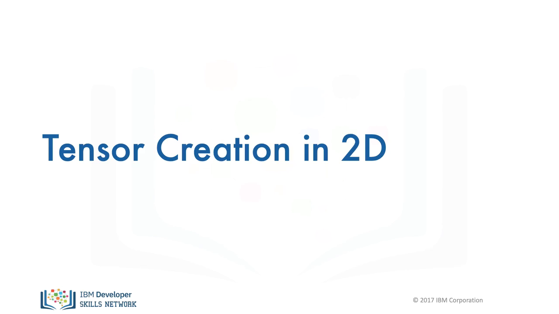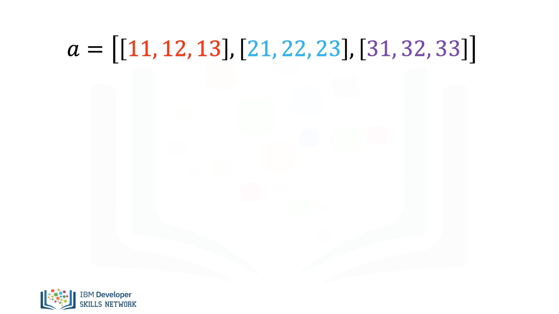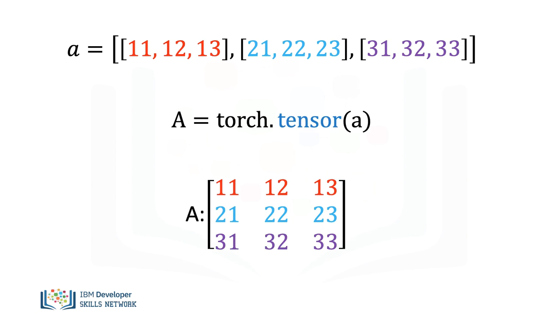Now let's look at how we can create a tensor in 2D. Consider the list A. The list contains 3 nested lists, each of equal size. Each list is color-coded for simplicity. We can cast the list to a torch tensor as follows. It is helpful to visualize a torch tensor as a rectangular matrix, and each nested list corresponds to a different row of the torch tensor.